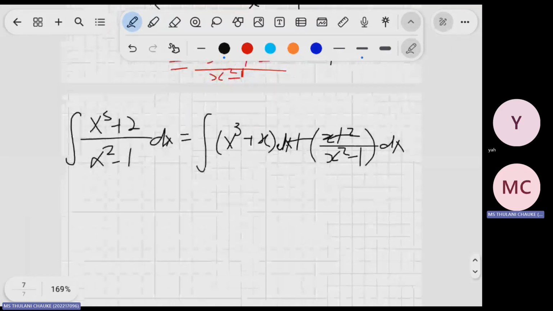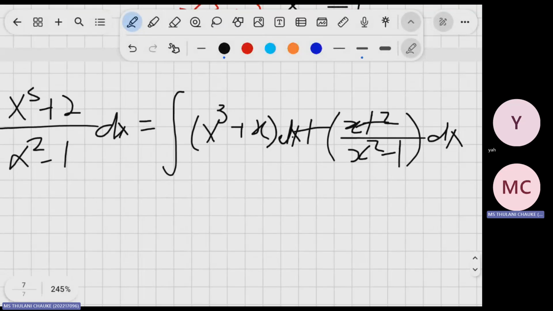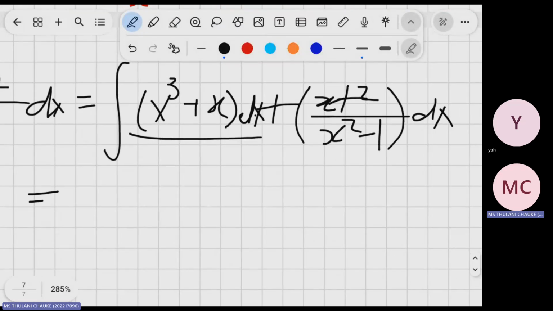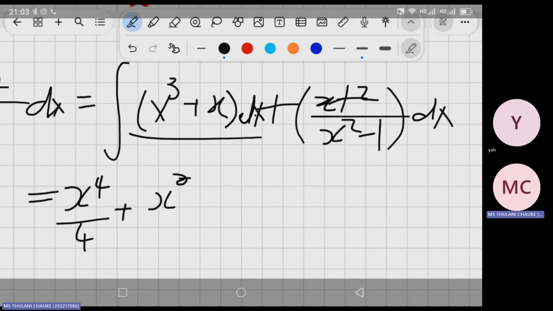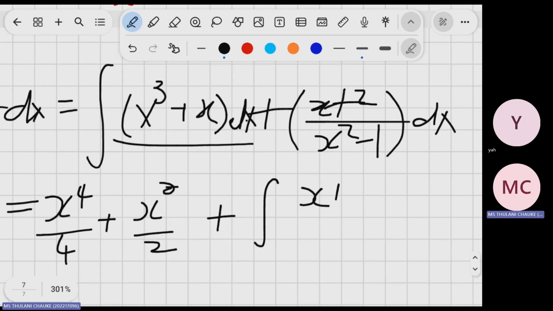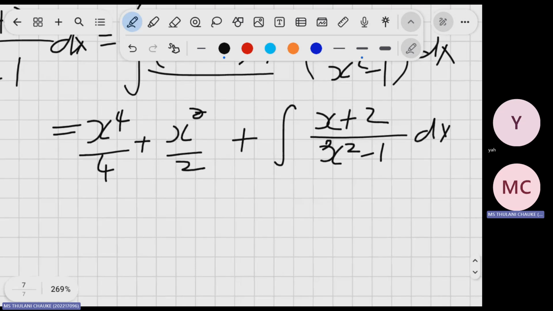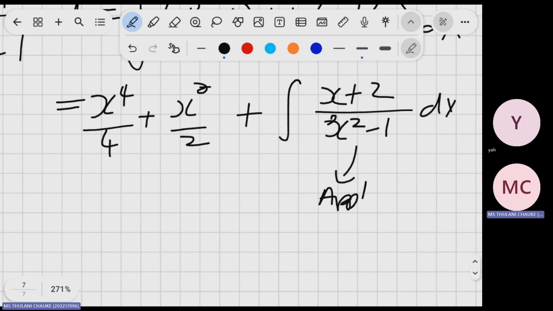Guys, I was still on the same page. So finding the integral of this is easy. The answer will be x^4 over 4 plus x squared over 2 plus, then the only one that you must simplify is this one. So with this one, you're going to apply, and I have another similar example.